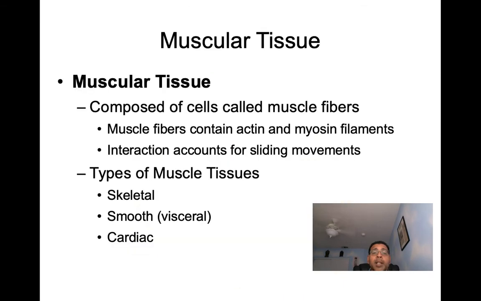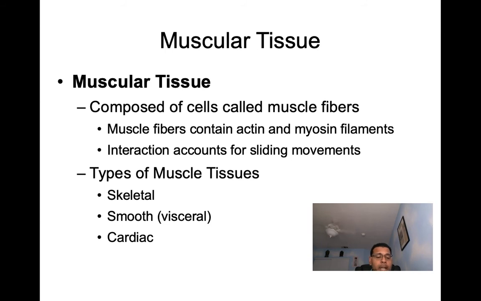Let's move to muscular tissue. Now, when we talk muscular tissue, it is going to be composed of cells called muscle fibers. Muscle fibers contain actin and myosin filaments, whose interaction, so when actin and myosin interact, this accounts for our overall movement.